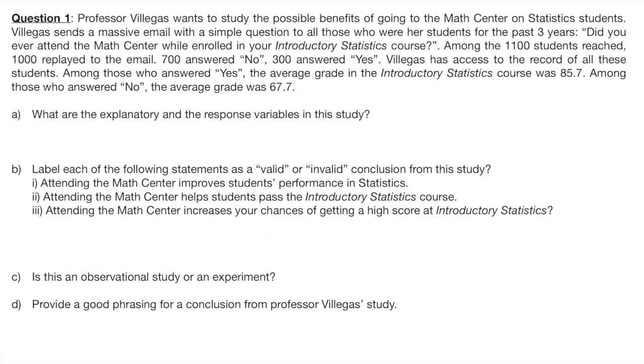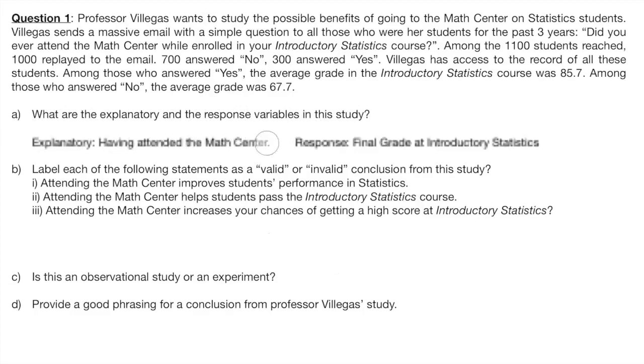Exercise 1. Here we have two groups of students, the group of those who attend the math center and the group of those who don't. Students in the first group perform much better than those in the second. So first question, what are the explanatory and the response variables in this study? That's easy. The explanatory is attending the math center and the response is grade in introductory statistics.